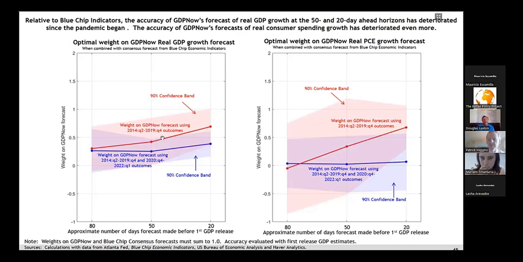And so essentially this reflects that you put a higher weight. The model, or the statistical average, does better when it puts a higher weight on the Blue Chip forecast, including the pandemic data, than if you didn't include the pandemic data. And for consumer spending, the difference is much larger, especially. So that's a big thing that's kind of suffered.